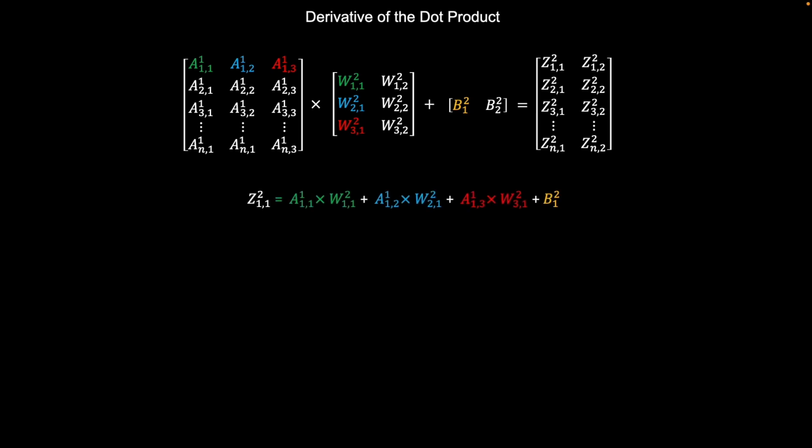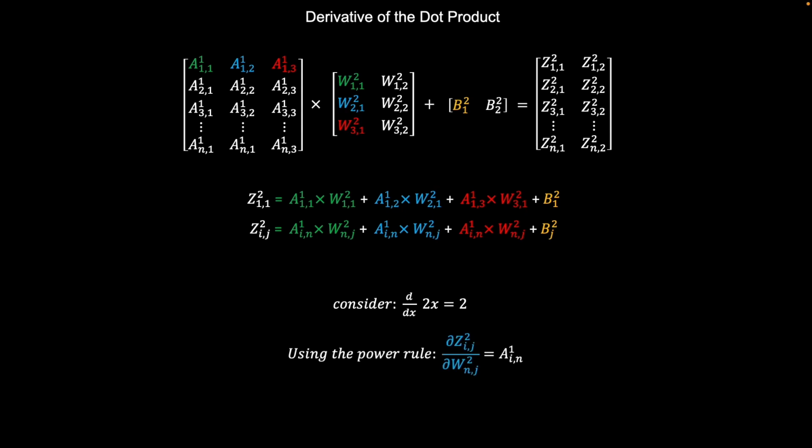Well, we can simplify this into a linear equation just by looking at Z2 of 1,1. This can then be generalized because when we perform matrix multiplication, we're multiplying the rows of the first matrix with the columns of the second matrix. This makes it so that A1 is actually the coefficient of W2 in this linear equation. And by using the power rule, we know that the coefficient of any variable which is not raised to a power is its derivative. So, the derivative of Z2 with respect to W2 is simply equal to A1, or the inputs of the hidden layer.